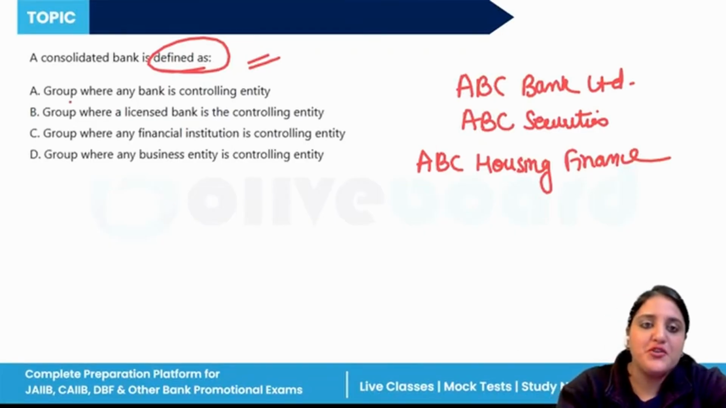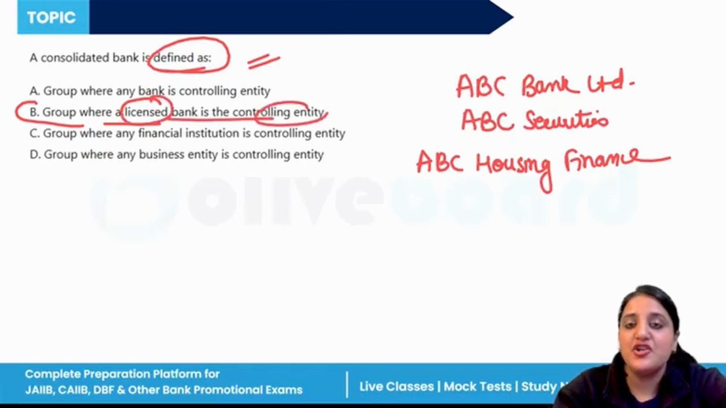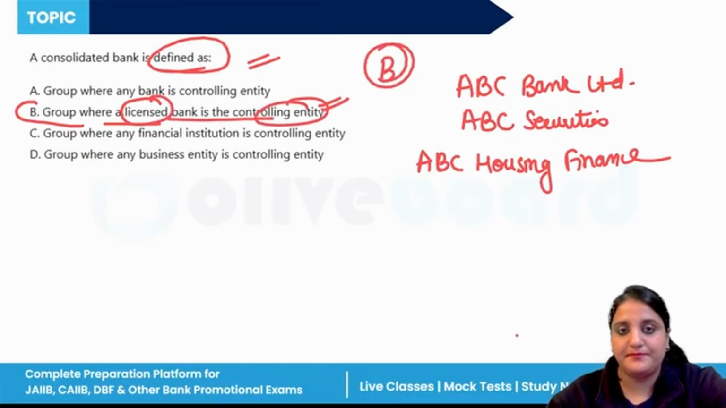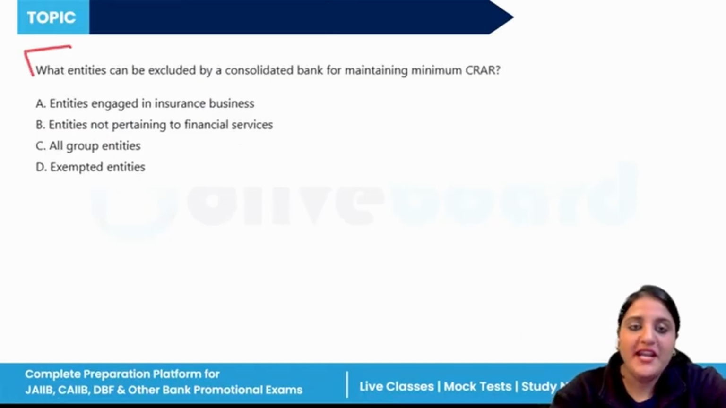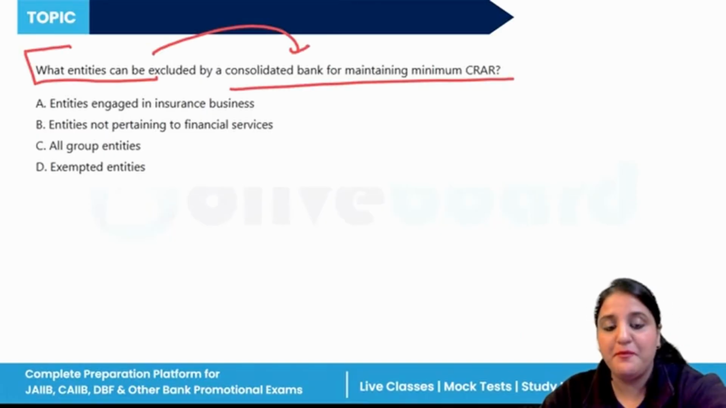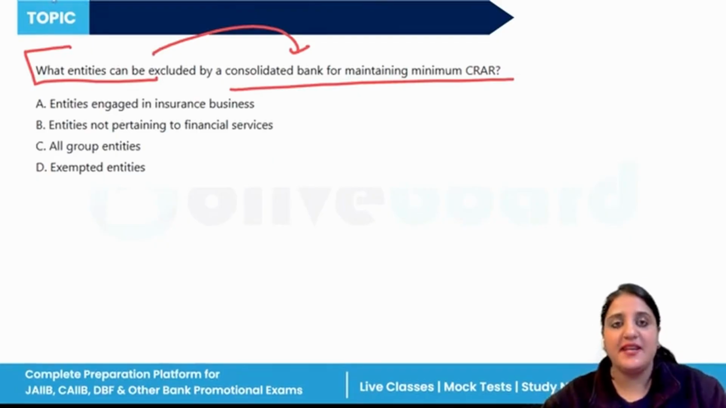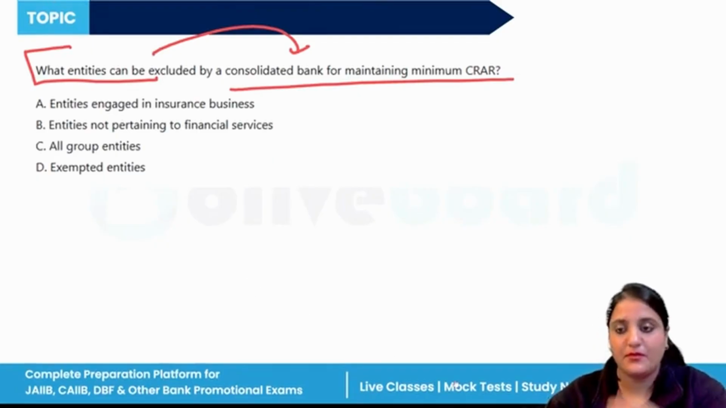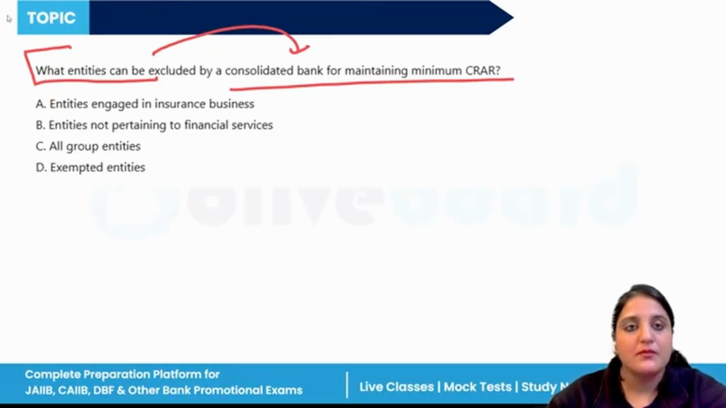So, a consolidated bank is defined as a group of entities where a licensed bank is the controlling entity. So, option B is correct. Group where a licensed bank is the controlling entity. Option B is correct here. Now, what entities can be excluded by the consolidated bank for maintaining minimum CRAR?